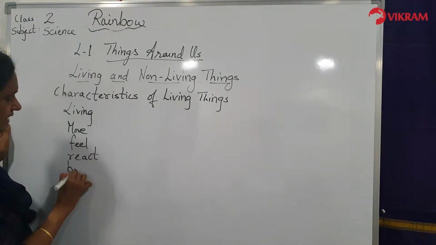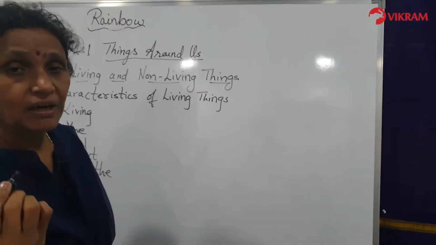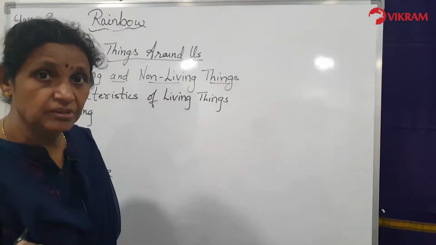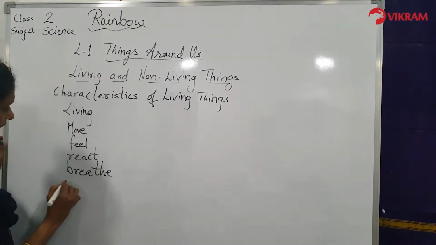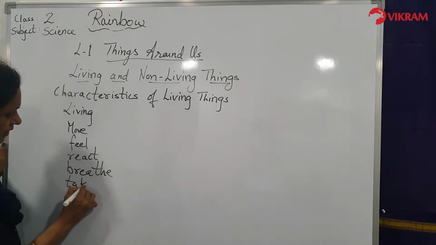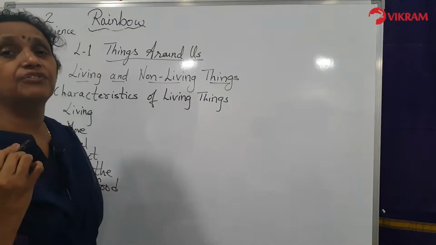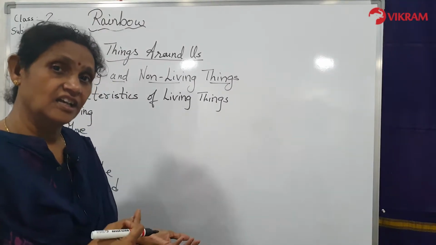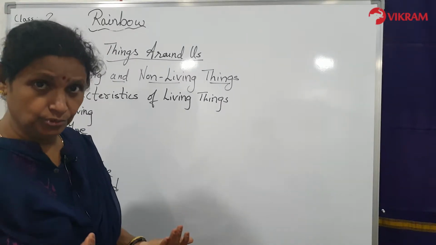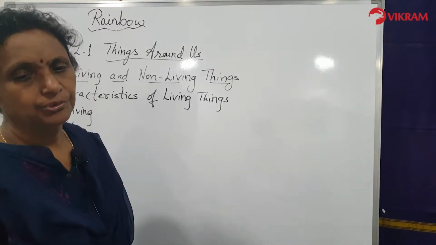Then living things can breathe. Just like you breathe, plants, animals, birds, everybody breathes air inside their body. Then they can take food also. So children, they can eat. They need food. All the living things need food to eat. They want some food, whether it is grass, small animals, grain, rice, whatever it is, all of them need food.